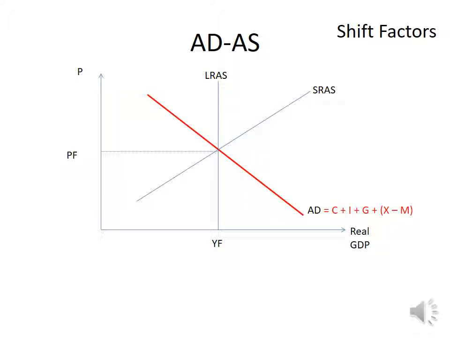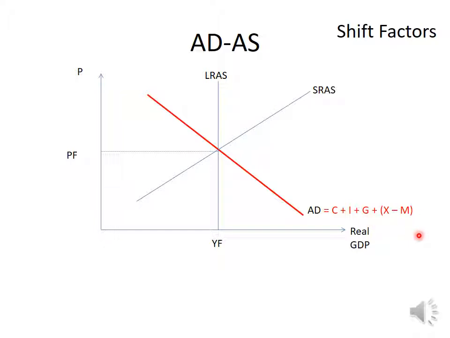Now, let's look at AD first. There are many items in the AD function, right? Consumption, investment, government, and then your net exports. Now, any of these items changing, it will change your AD, either shifting it to the left or shifting it to the right. Now, AD is affected by consumption, investment, government expenditure, and net exports.